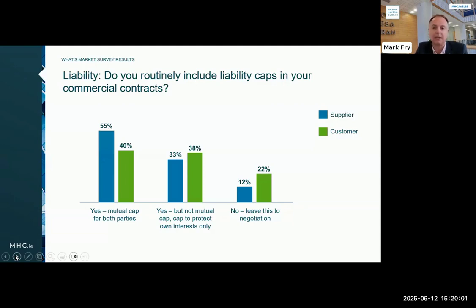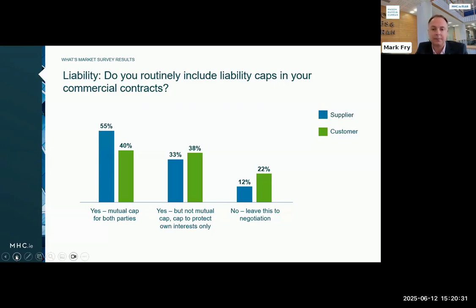That's up slightly from previous years, but I think for higher risk and higher value contracts, for example large IT outsourcing agreements, it's probably fair to say that we generally see a far higher proportion of customers seeking to include caps on liability to protect their own interests only. Customers in those types of high risk arrangements will rarely agree that they should have the same or an equivalent level of liability as the supplier. You can't equate the risk, where a customer's main responsibility is very often just to pay the fees. A decreased percentage of customers, only 22%, will leave liability for negotiation.